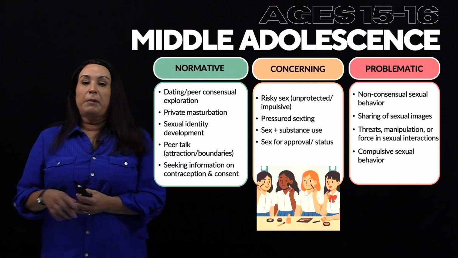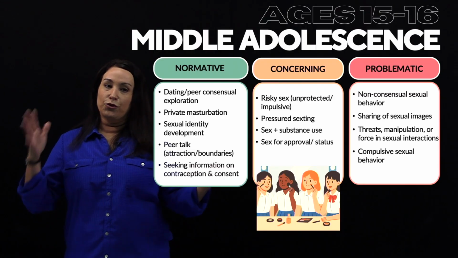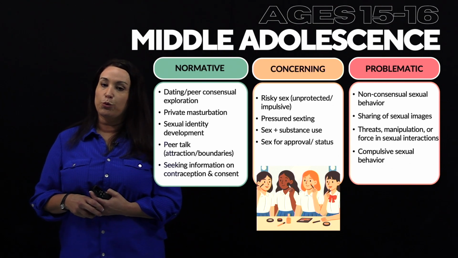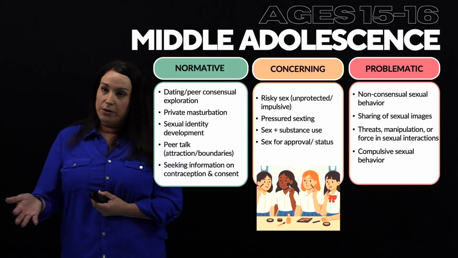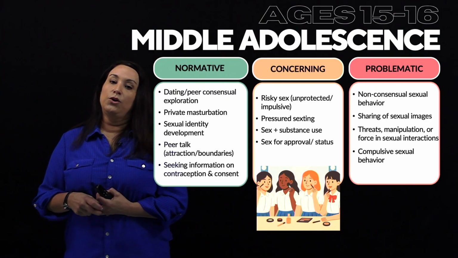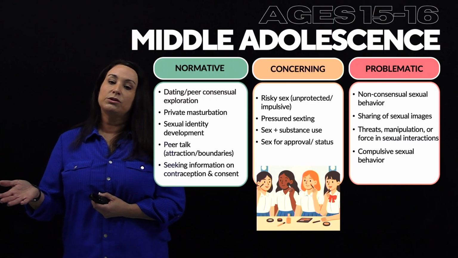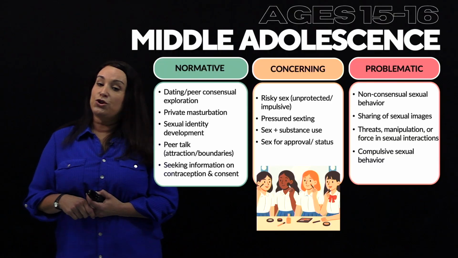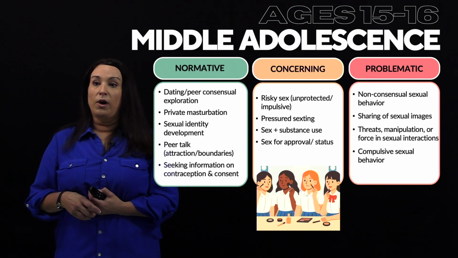So now we're going to talk a little bit about middle adolescence, and again, it overlaps with the other two, early and late. You're going to see more dating, more peer consensual exploration, and private masturbation continues, which typically starts with puberty. They're developing their sexual identity, so you want to be open with them at this age about what that means. They talk with peers about sexual behaviors, and they may have attractions and need to understand boundaries, which is normal. Seeking information on contraception, sexually transmitted diseases, and consent is also normal at this age.